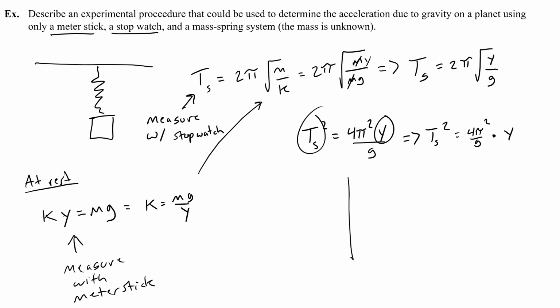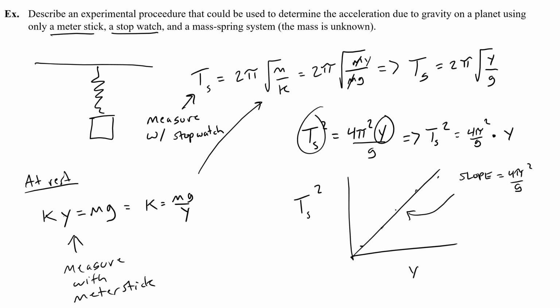And if I made a graph of the period squared versus y, then I should expect to get data that's going to be linear, and the slope of that graph is going to be 4 pi squared over g. And so to calculate a value for g, I would take 4 pi squared and divide that by the slope that I get from that graph.